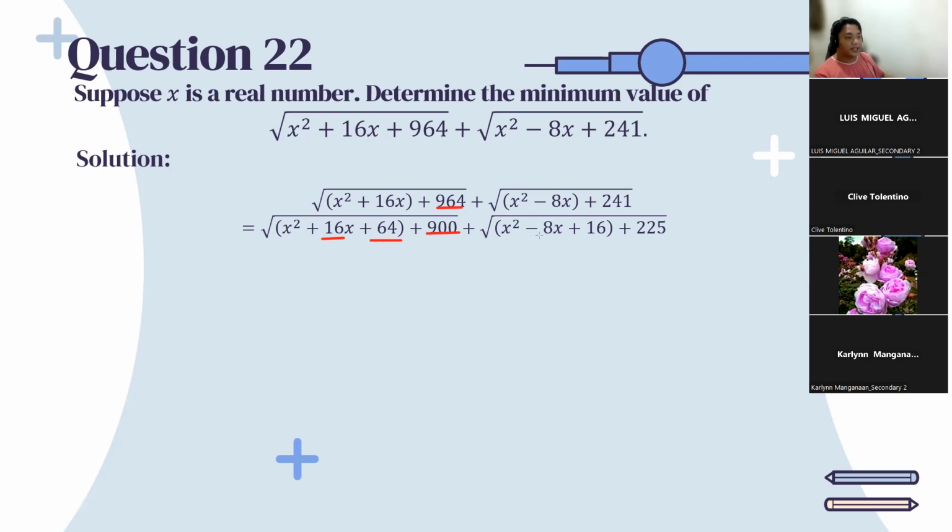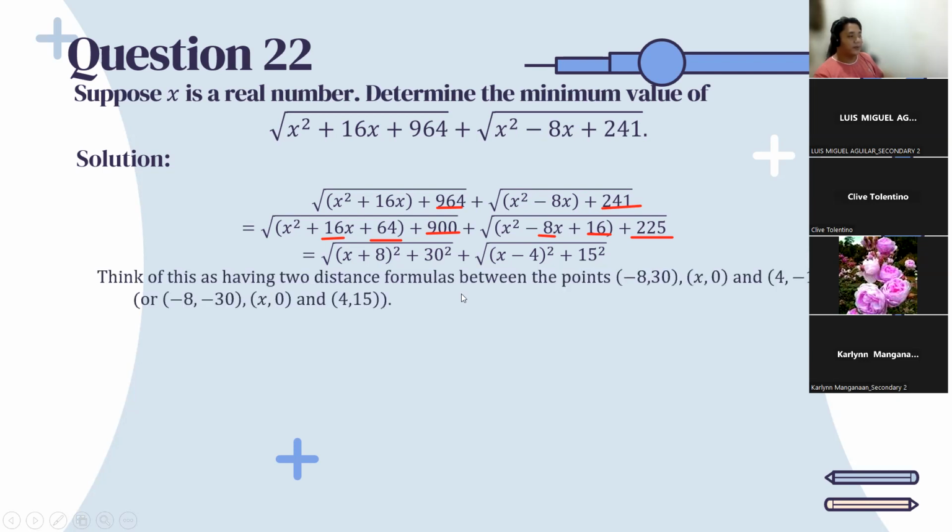We have x squared minus 8x, so you divide by 2. 8 divided by 2 is 4. 4 squared is 16. And then 241 minus 16 is 225. Now we have this expression: the square root of (x plus 8) quantity squared plus 900, which is 30 squared, plus the square root of (x minus 4) quantity squared plus 15 squared. Think of this as having two distance formulas between the points negative 8, 30 and x, 0.